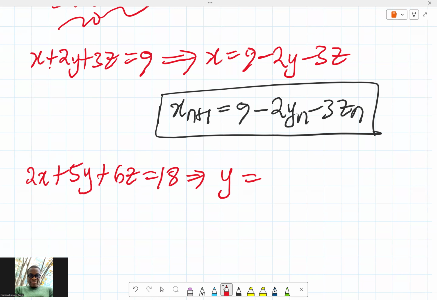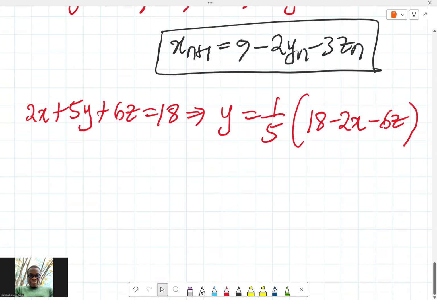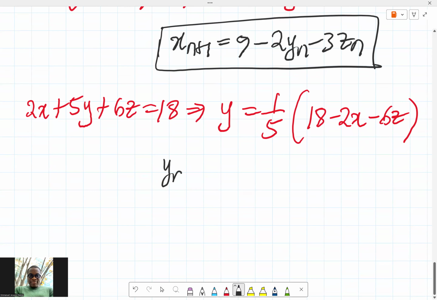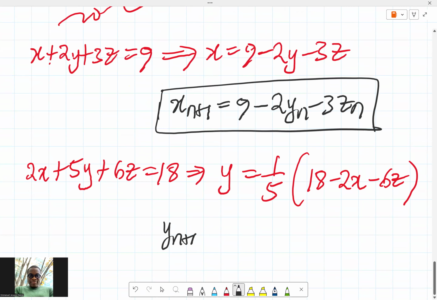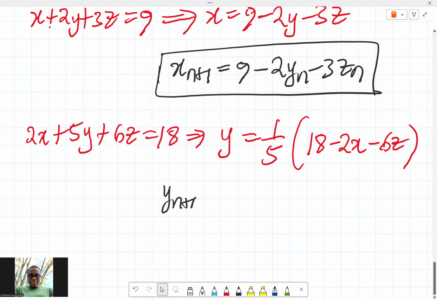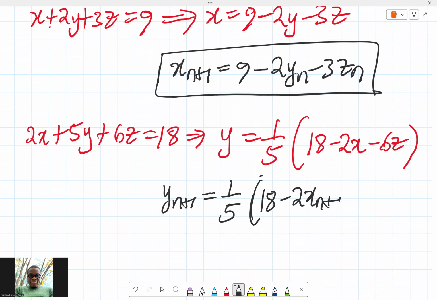The coefficient of y is 5, so we have 1 over 5 into 18 minus 2x minus 6z. To establish the formula for that, it will be yn plus 1. Because you have computed xn plus 1 already, you just use it immediately. So yn plus 1 equals 1 over 5 into 18 minus 2xn plus 1 minus 6zn, because you don't have zn plus 1 yet, so you use the old one. This is basically the difference between Jacobi and Gauss-Seidel. All right, we move on to the next one.